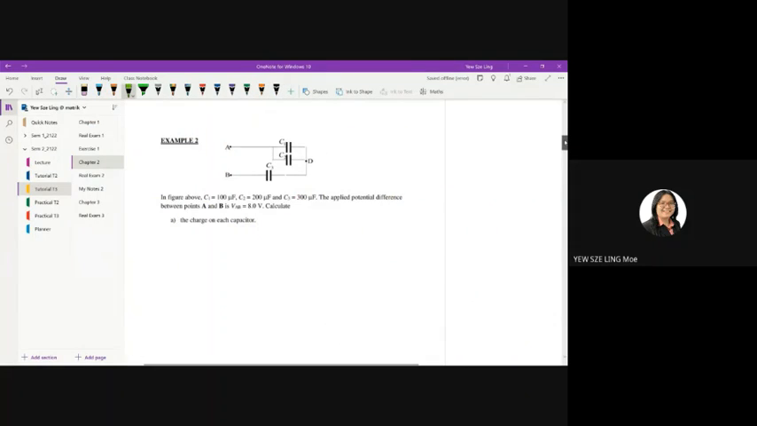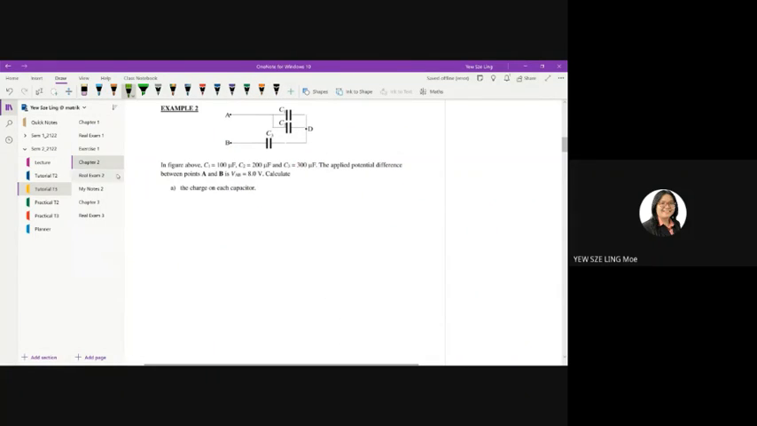Now let us look at question 2. In the figure above, C1 is equal to 100 microfarad, C2 is equal to 200 microfarad, and C3 is equal to 300 microfarad. The applied potential difference between points A and B is 8 volt. So you're given terminals A and B, and their potential difference is 8 volt. This 8 volt represents the V total in your circuit.